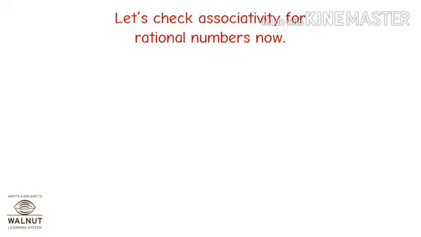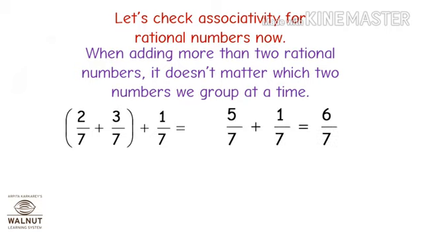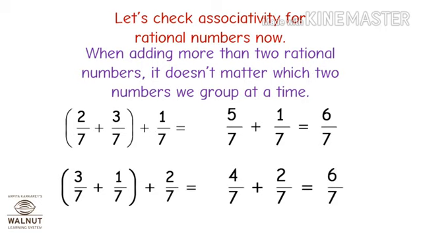Let's check associativity for rational numbers. When adding more than two rational numbers, it doesn't matter which two numbers we group at a time. Let's take a look. (2/7 + 3/7) + 1/7 is equal to 5/7 + 1/7, which is equal to 6/7. And 2/7 + (3/7 + 1/7) is equal to 2/7 + 4/7, which is equal to 6/7. So, addition is associative.